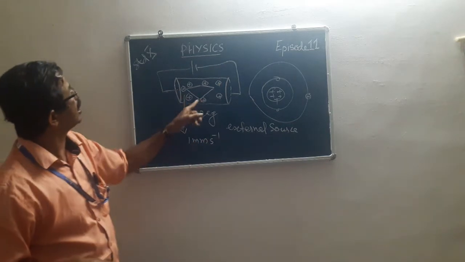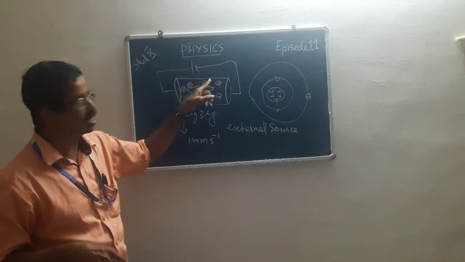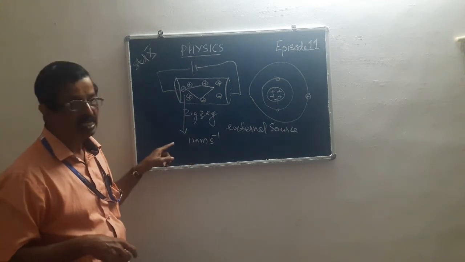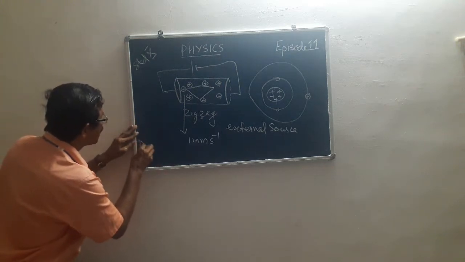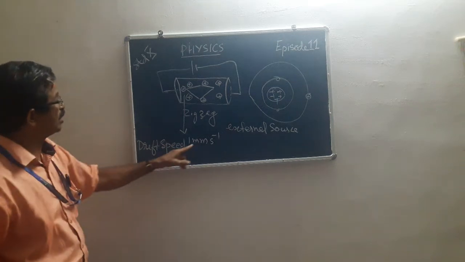Even though the electron can move as in free space, there is a large number of atoms, so its speed is very small, and that speed is called drift speed. That means the drift speed of the electrons in the metallic conductor is 1 millimeter per second.